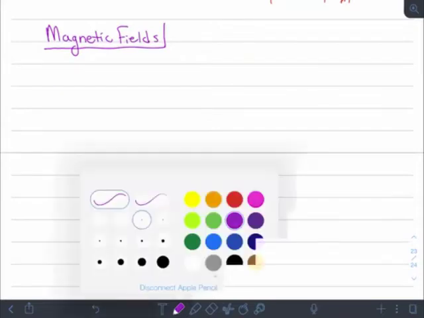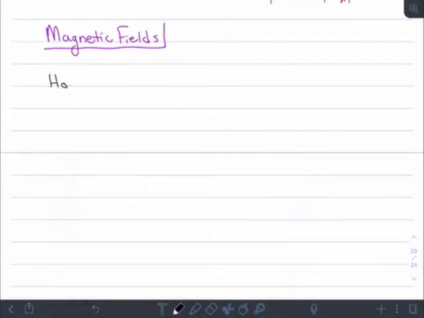So the first question is, how do magnets work, and what makes a magnet? Wizard did it.